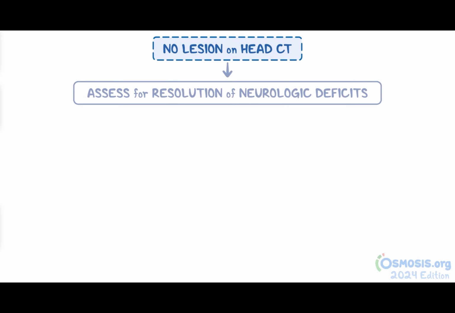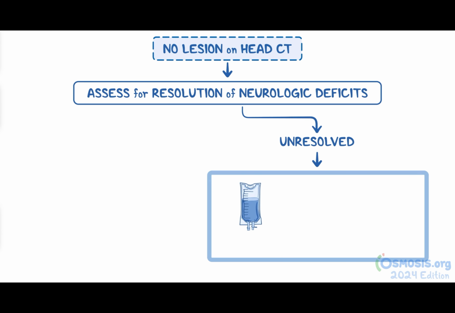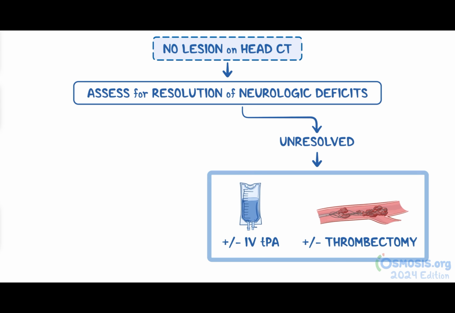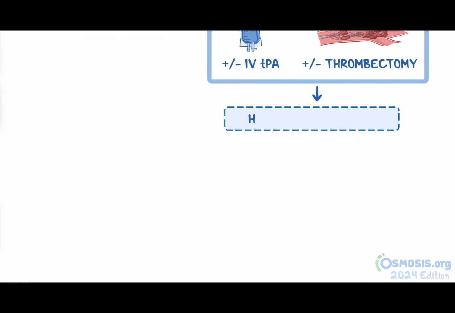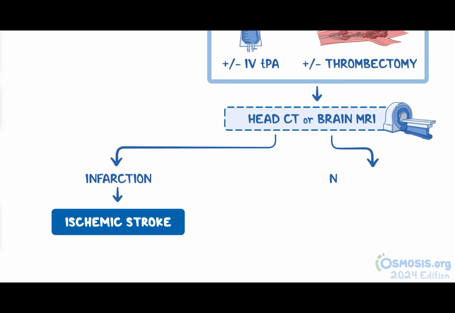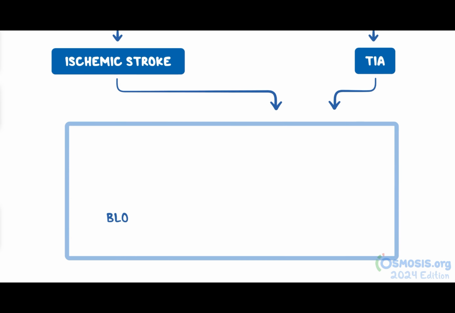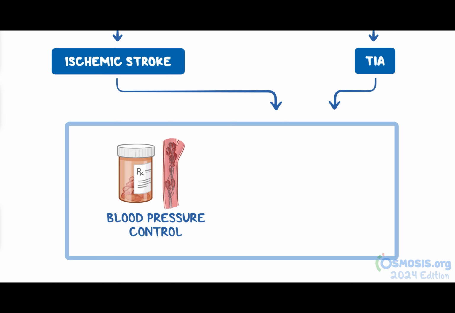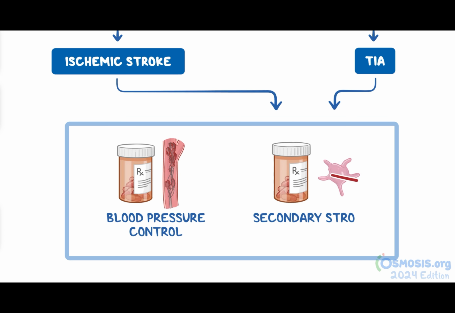Finally, in individuals with no lesions on the initial head CT with unresolved neurologic deficits, you should quickly determine the eligibility for intravenous TPA and thrombectomy. Once time-sensitive treatment is completed, repeat head CT or brain MRI. If you identify an infarction, diagnose ischemic stroke, and if there is no infarction, diagnose TIA. As before, maintain blood pressure control, taking into account whether the patient received TPA or thrombectomy, and provide secondary stroke prevention.